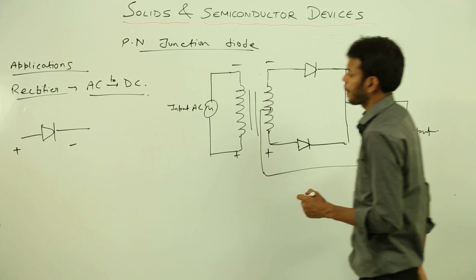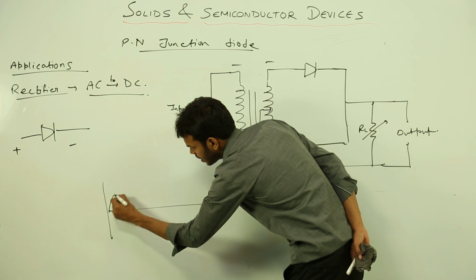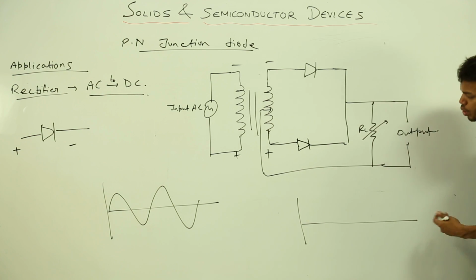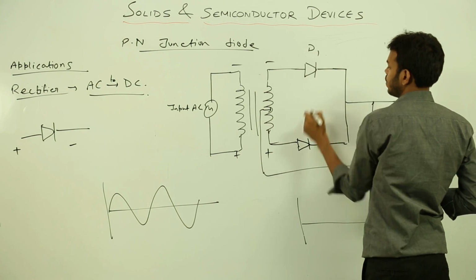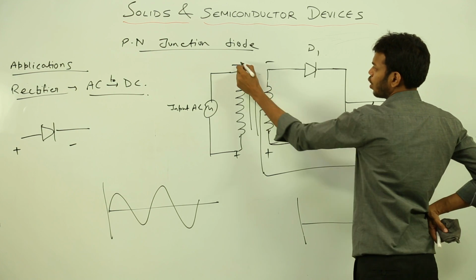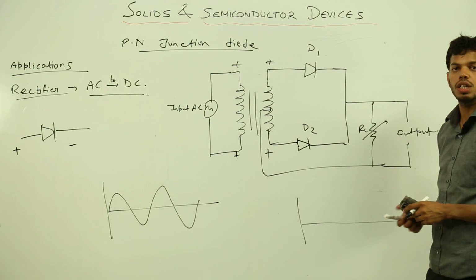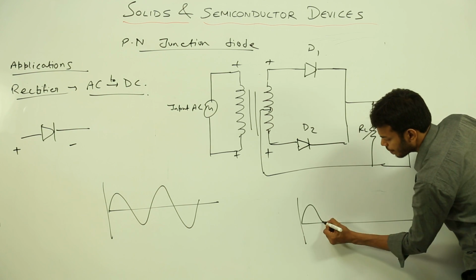So what is happening? This is our input AC cycle. Let's draw the DC output cycle. During positive half cycle, let's name these diodes D1 and D2. During positive half cycle, D1 is in forward bias state, whereas D2 is in reverse bias state. So D1 is going to conduct and you are going to get an output.